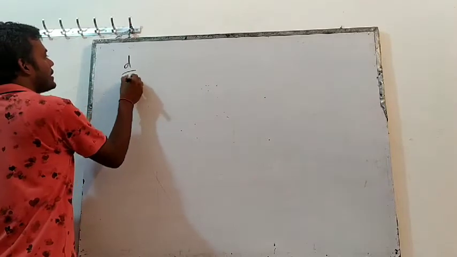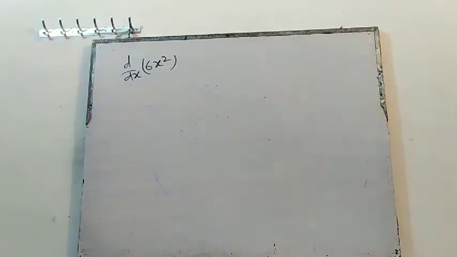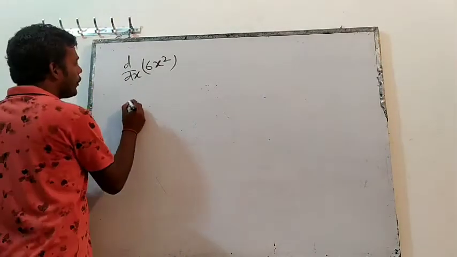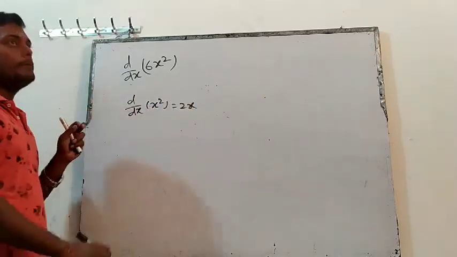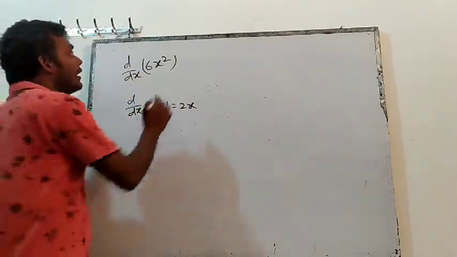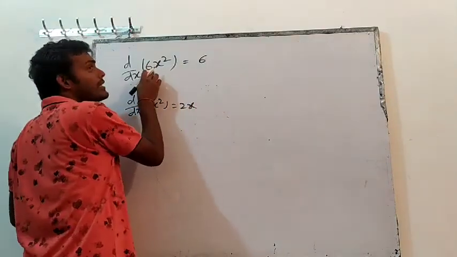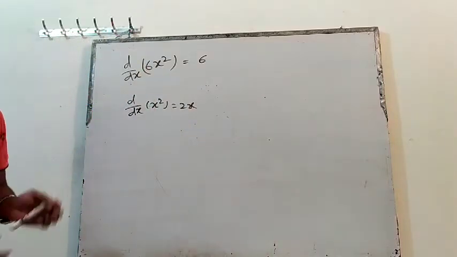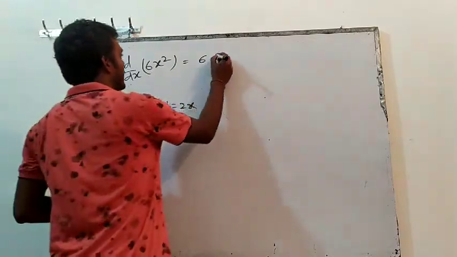Okay, now understand something more. Suppose they ask you a question like this: what will be the differentiation of 6x square? Now see, this question is a little bit different. Why? Because if it were the differentiation of x square, then we would say 2x. But this is not x square, this is 6x square. So if there is any constant, this 6 is a constant, no? If there is any constant, then take the constant out of the differentiation. Whenever any constant comes, take the constant outside of the differentiation, then you have to differentiate this.